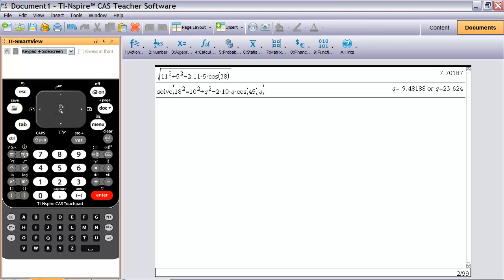So if we come over to our CAS, I put in solve and I put all that in. Remember, you're going to solve for Q, so you've got to put comma Q in there. Now you'll notice the two answers that I get. One is a negative value and the other one is about 23.6. The reason we're getting two values is because we have a quadratic. The negative value we know is not true, so really the only one of those two values that works is the positive value. I can't have a negative value for that missing length. So the answer here would be about 23.6.